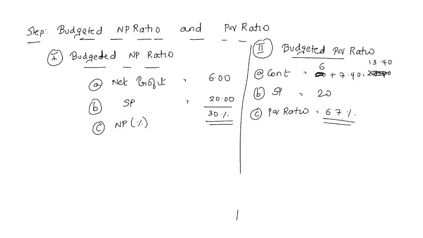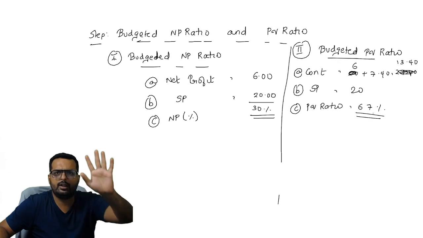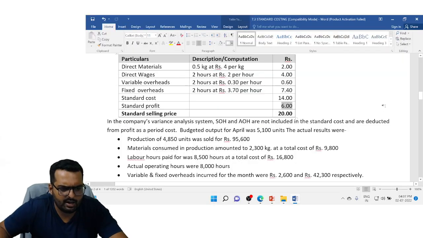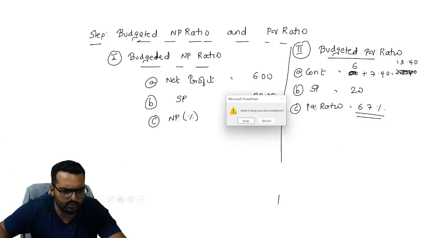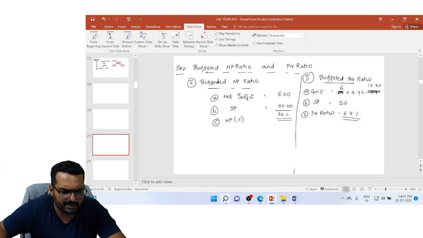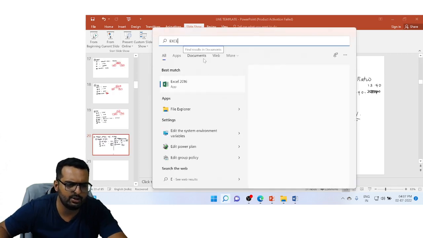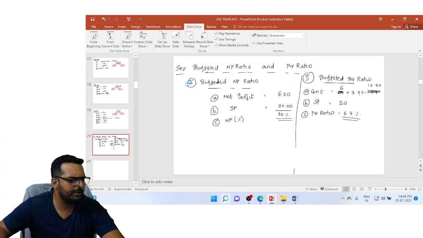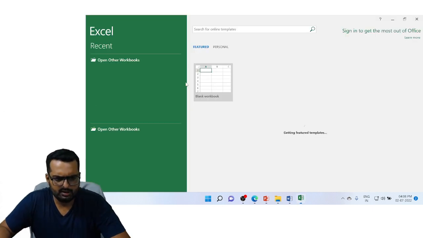Are you all done writing this? Perfect. Friends, once you are done with this, we will do the reconciliation now. Okay. Now the next part, one shot, you will not understand what's happening. But then once you go through it again and again, you will understand. I'll do it in Excel. Easier for me to explain to you.